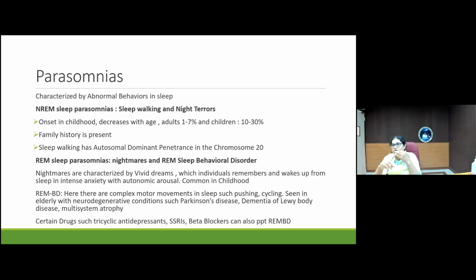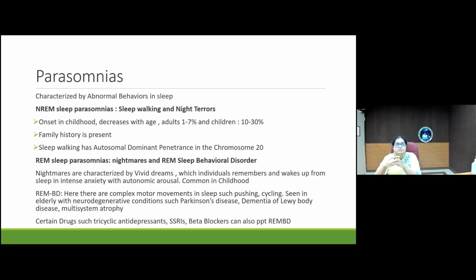As discussed earlier, the person goes into deep sleep. Here, he or she is unaware of the external surroundings. The brain activity becomes very minimal. So here, NREM sleep parasomnias usually start in childhood, decrease as one grows older, and the prevalence may range from 1 to 7% in adults, and in children very high, up to 10 to 30%.